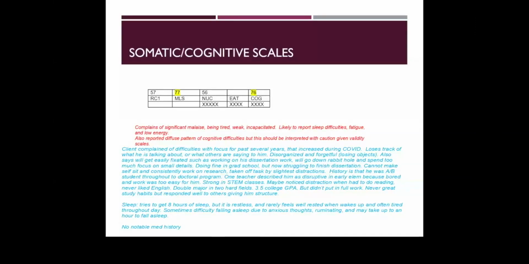So again, the red is what the manual says are the likely complaints of this individual. Complaints of significant malaise, being tired, weak, incapacitated, likely to report sleep difficulties and fatigue, and also reported a diffuse pattern of cognitive difficulties, but this should be interpreted with caution given the validity scales. So remember, because RBS was elevated, as was F.